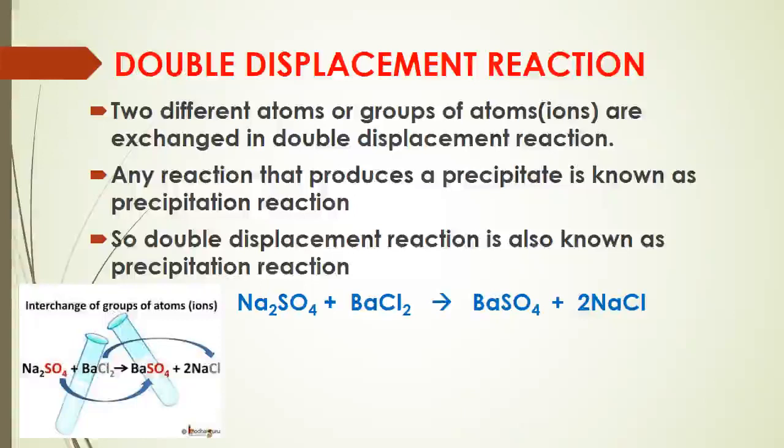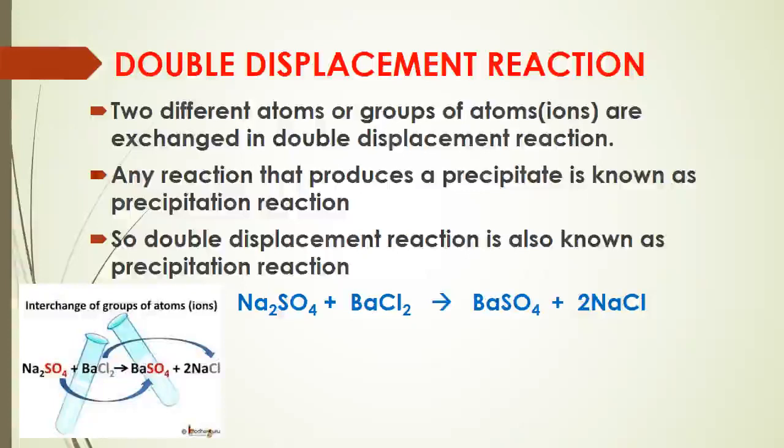Double displacement reaction. 2 different atoms or groups of atoms, ions, are exchanged in double displacement reaction. AB plus CD will be converted into AC plus BD. Any reaction that produces a precipitate is known as precipitation reaction. So, double displacement reaction is also known as precipitation reaction.